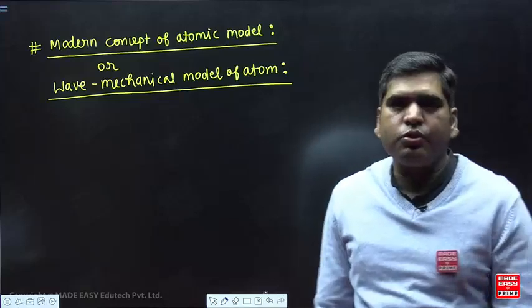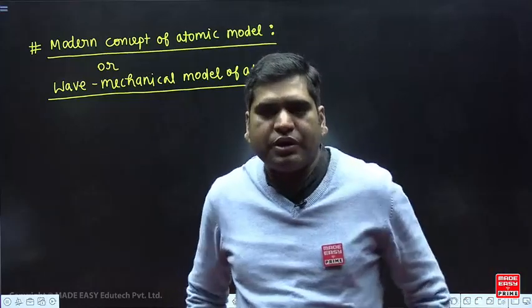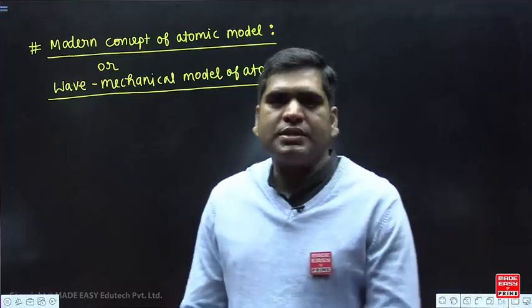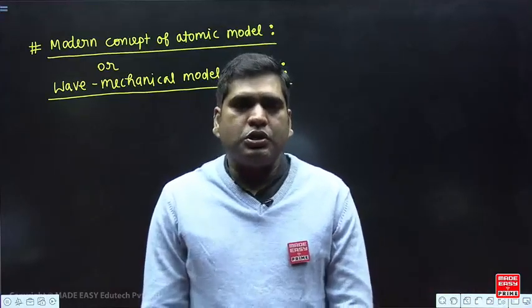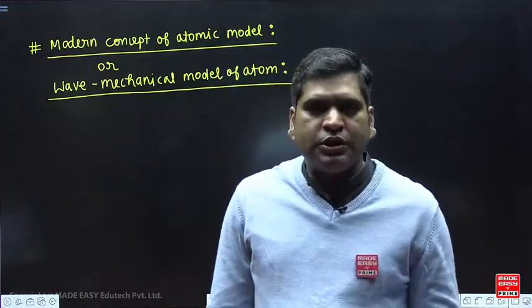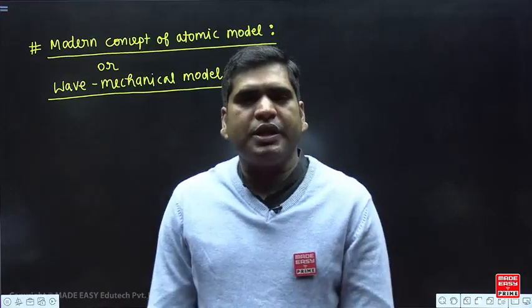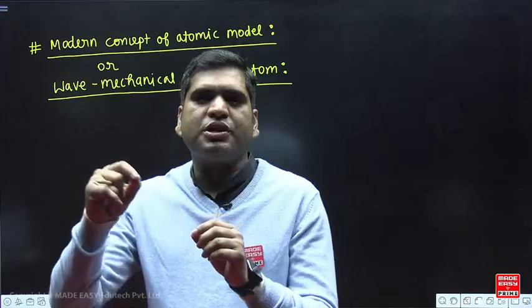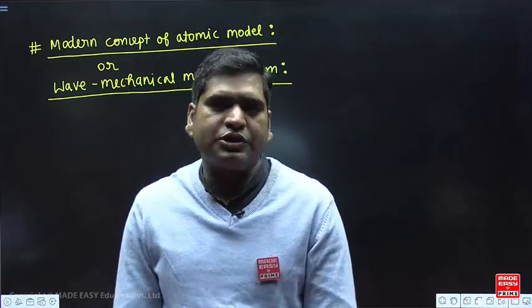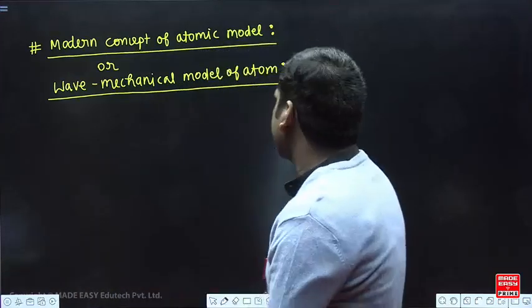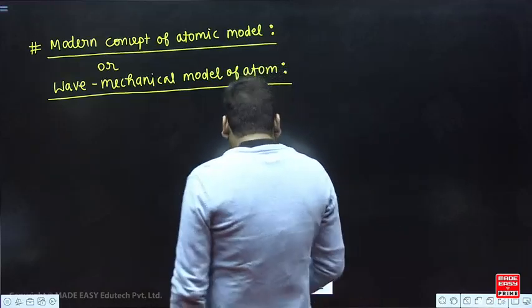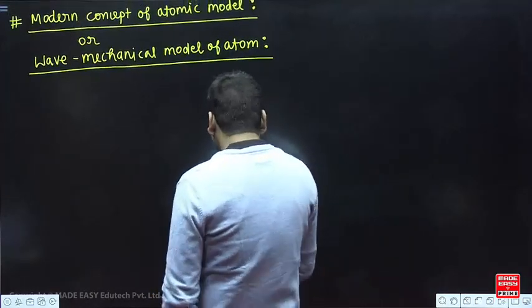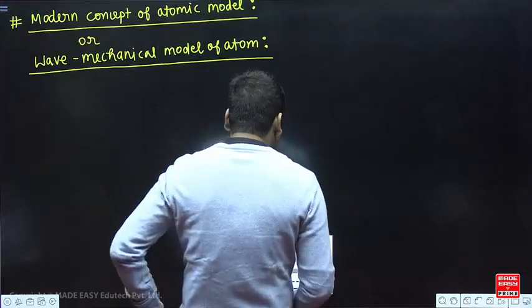In this model, we do not consider the electron as a particle, rather we consider it as a wave as well as a particle. So we do not talk about precisely at this position there would be electron. Instead we say that beyond the nucleus there would be certain probability of finding an electron. For example, you see, let us suppose this is the nucleus.